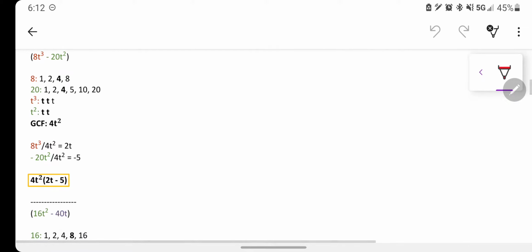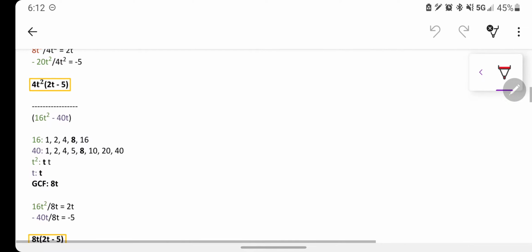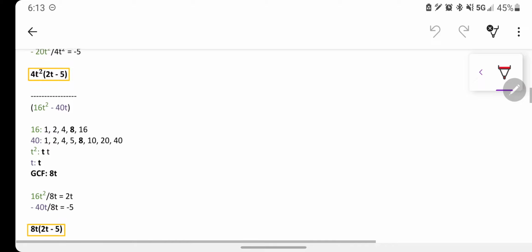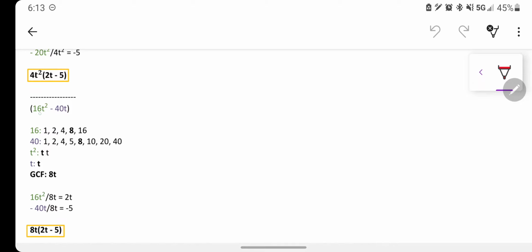Now we're going on to the next group. This is the second group. Second group is 16t to the second power minus 40t. Now the greatest common factor between the 16 and the 40 is 8. And then the greatest common factor between the t to the second power and t is just 1t. So the greatest common factor would be 8t.